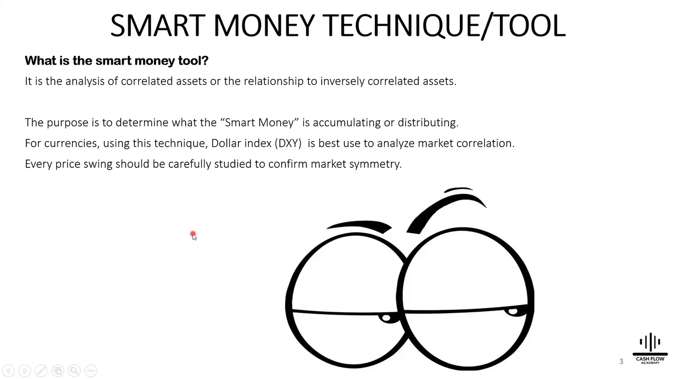So now, there's a tool that we can use to determine when market makers are accumulating and when they are distributing. As we go on in this lecture, we're going to be understanding that. But for now, we should understand that we have different asset classes that are correlated to themselves directly and inversely correlated to other assets. So correlation is very important. And for assets that are correlated, we want to see them move in tandem, we want to see symmetry. But when there's no symmetry, there's a tool we could use to discover or to fish it out. And the name is the smart money technique.